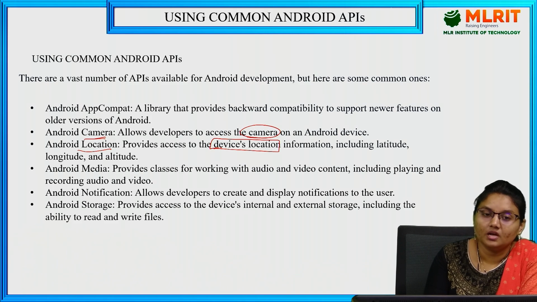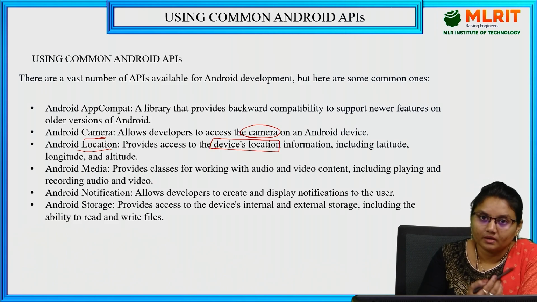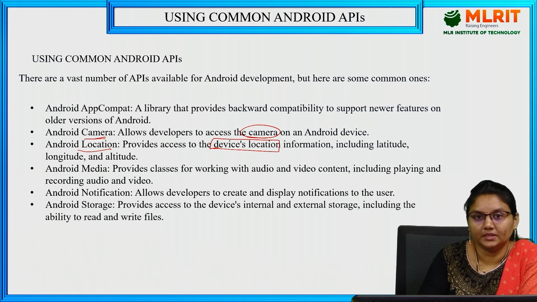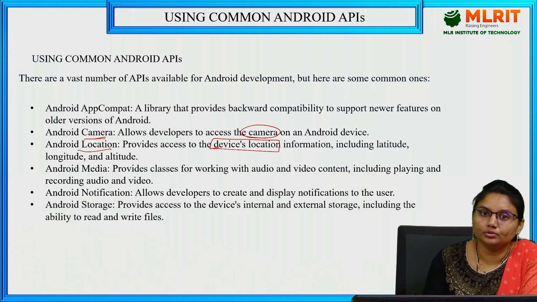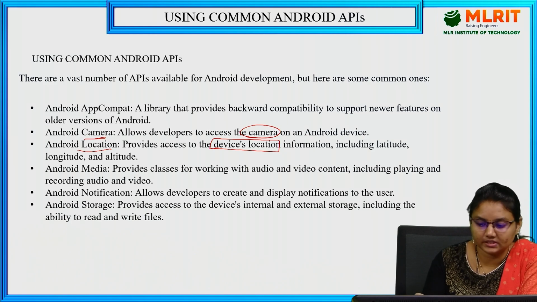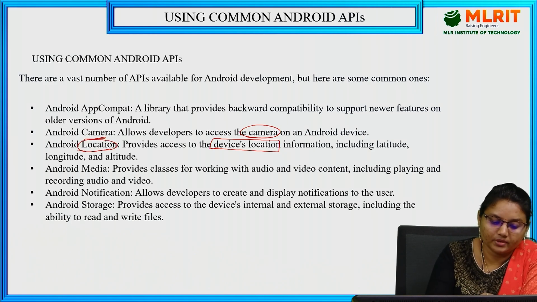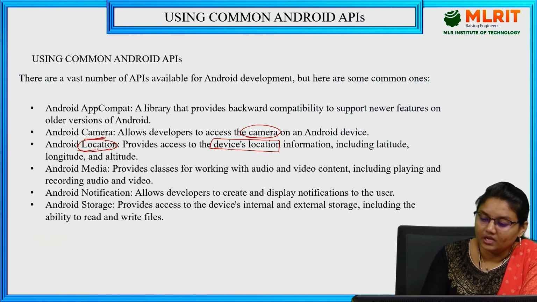That means if you are near to Hyderabad or near to some Kukatpally, then the device has to locate Kukatpally and show that location. So device location information should be shared, but for that you need this API, Android location, including the latitude, longitude and the altitude. Similarly, Android media.